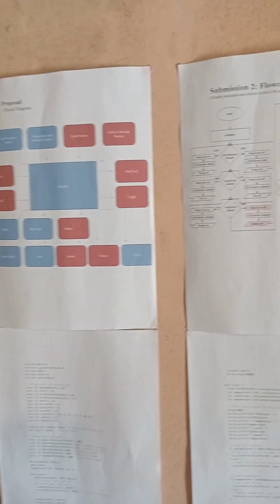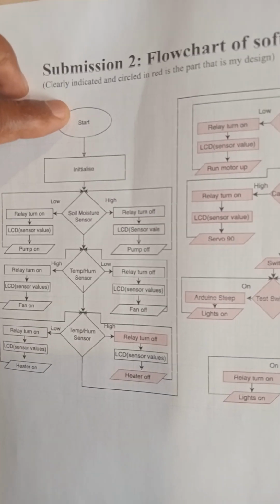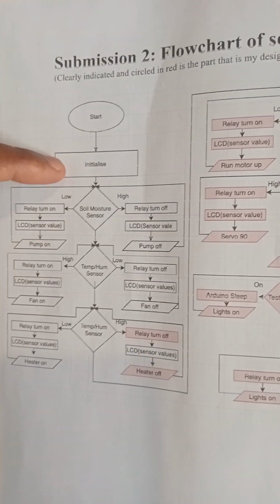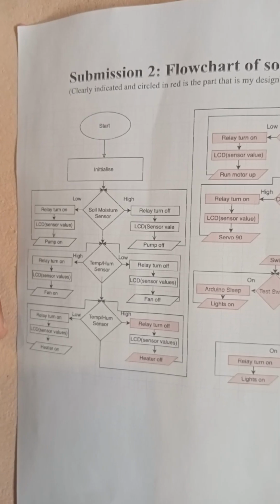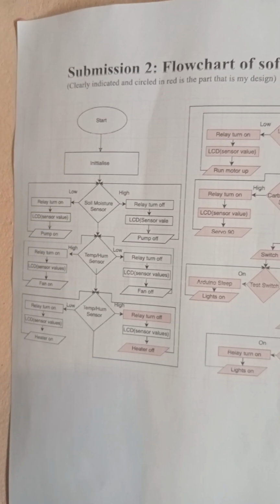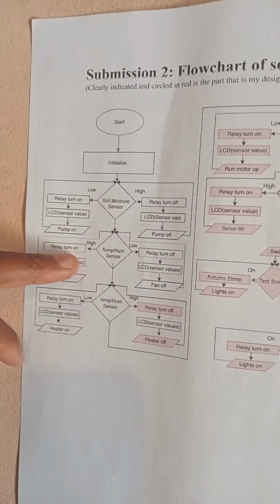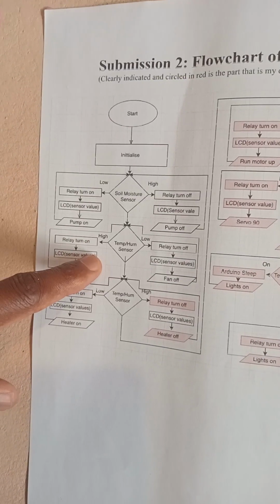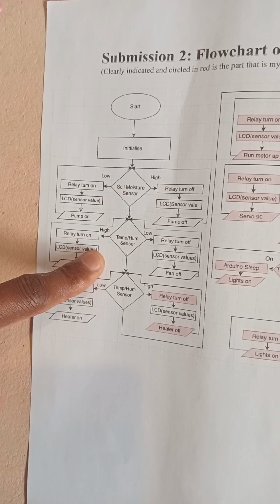After it, I have my flow chart. On my flow chart, I have start. After start, I have initialize. After initializing, the code will start with the soil moisture sensor. The soil moisture sensor is to sense the moisture in the soil. After it, I have my temperature sensor. The work of the temperature sensor here is to test the temperature in the room. Is it high or is it low?